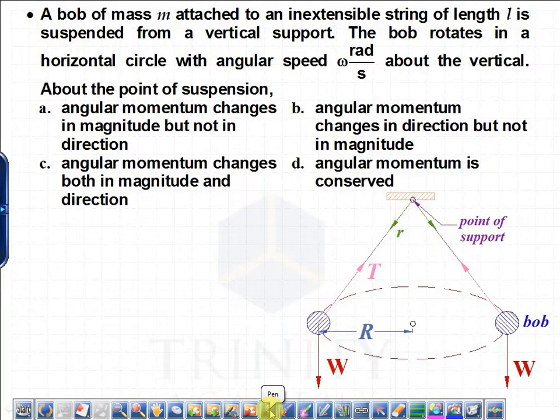A bob of mass m attached to an inextensible string of length L is suspended from a vertical support. The bob rotates in a horizontal circle with angular speed omega radian per second about the vertical. About the point of suspension. Now, four options are given, all based on the angular momentum. And for that calculation of angular momentum, the reference is given as the point of suspension or the point of support.